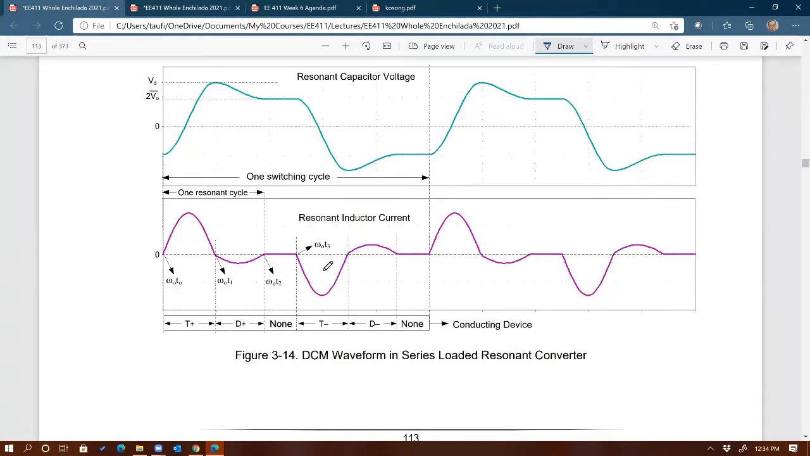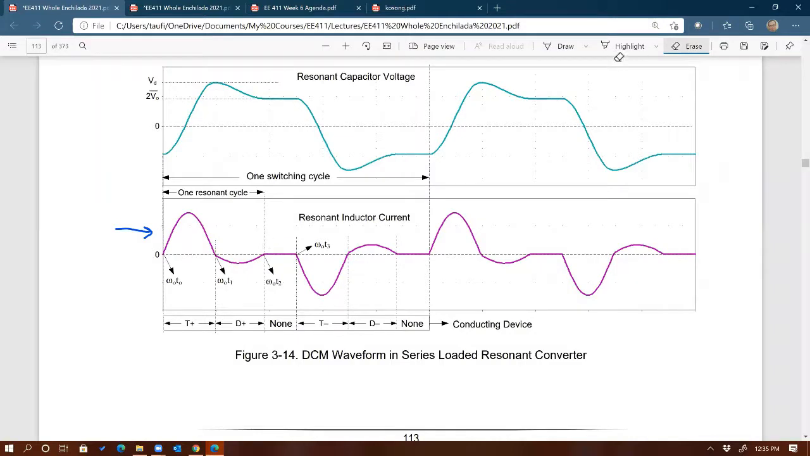And now you can see why this is called DCM, why this is called discontinuous conduction mode. If you recall from EE411, how do you define discontinuous conduction mode? You define it by inductor current, right? If the inductor current goes to 0 and stays at 0 for some time, then it is discontinuous conduction mode. So you can see, here's the inductor current. At some point of time, inductor current goes to 0 and stays at 0 for some time before we turn the switch on again. So there's the discontinuity right there.